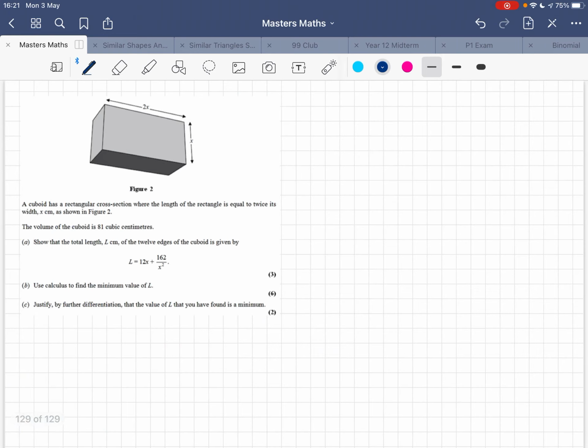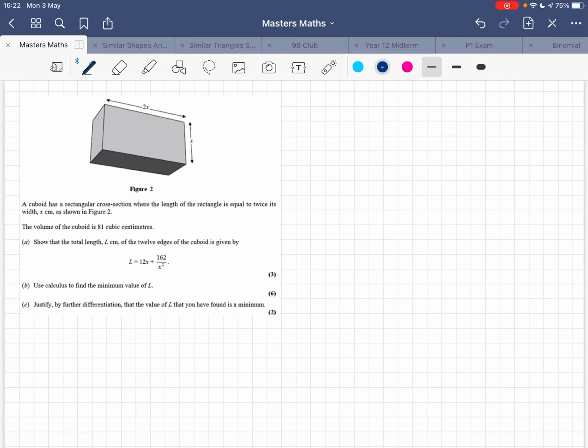Let's have a look at this. This was the test your understanding question in the PowerPoint. So if you want to pause and have a go yourself, now's your opportunity. I'm going to go through it. So we've got a cuboid which has a rectangular cross section where the length is equal to twice its width. So we've got a length of 2x and a width of x. The volume of the cuboid is 81 cubic centimeters.